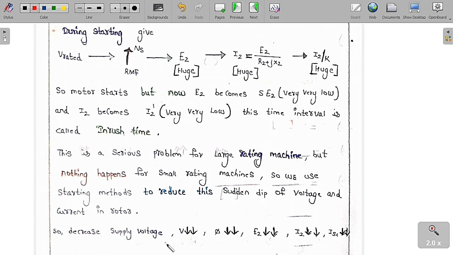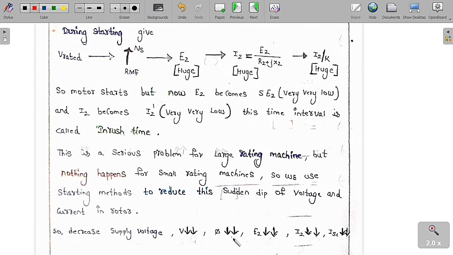So by using the starting methods, we decrease the supply voltage. As we decrease it, definitely the flux decreases. If the flux decreases, E2 decreases. If E2 decreases, I2 decreases. Then as I2 decreases, the starting current also decreases. This is the thing you always have to remember.